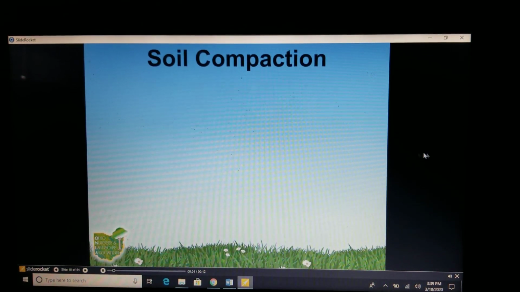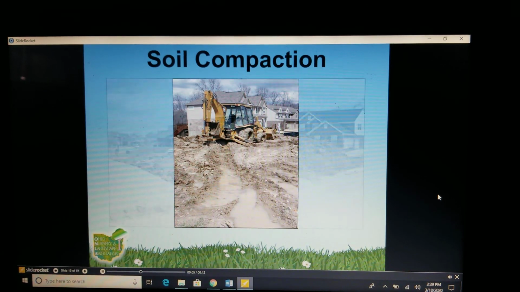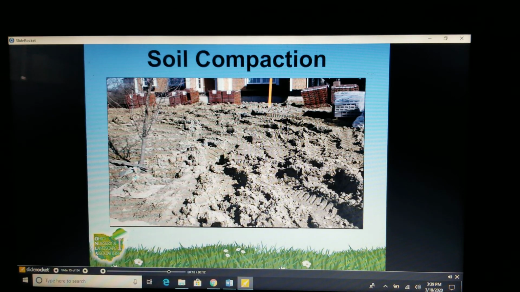Soil compaction can occur any time that equipment has run over soil, particularly wet soil. Some of the most serious compaction occurs during construction. However, homes cannot be built without risking soil compaction.